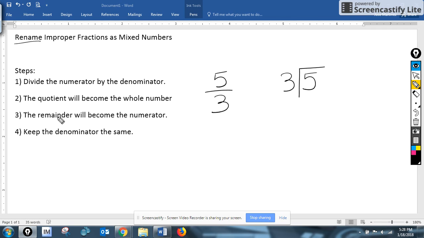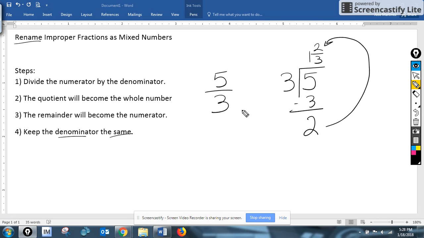And then let's go on to step number 2. The quotient will become the whole number. So 3 can fit into 5 only one time because 3 times 2 is 6. So I have to use 1. 3 times 1 is 3. I subtract. I have a remainder of 2. This 2 is going to become the numerator for my mixed number. So I'm going to bring it to the top. Now we have 2. And step number 4, keep the denominator from the beginning the same. So I'm just going to write 3 because I started with the denominator 3.